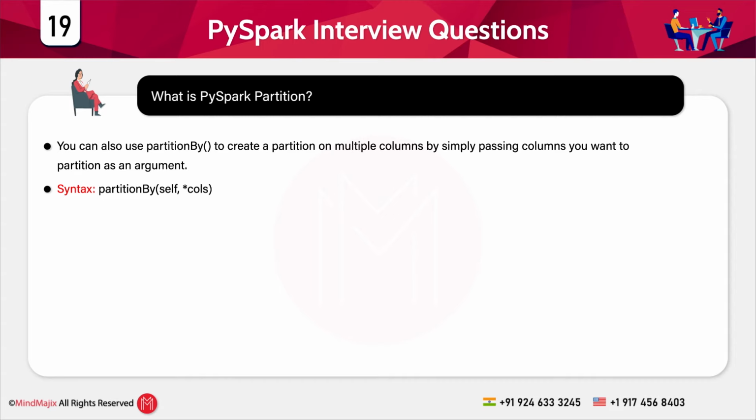Okay, so how do you do that? You have to use this method called partition by, and what are the parameters that you pass over here? You pass the self and the asterisk, or you can say the star, whatever you can call it, and the columns that you want to partition. Okay, so based on a few columns, you can partition your data set.